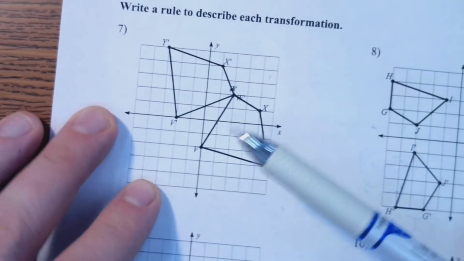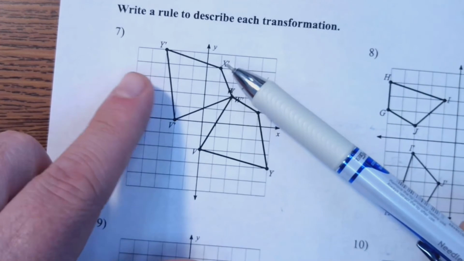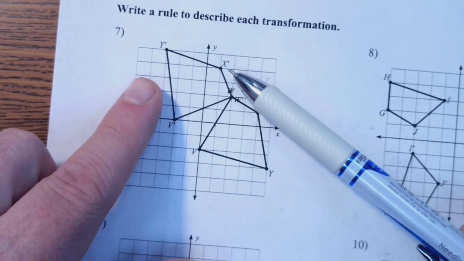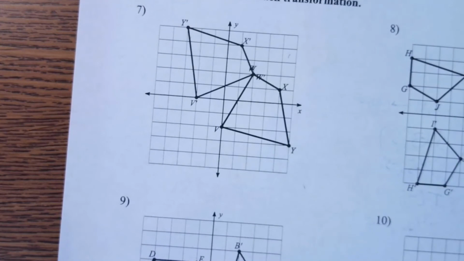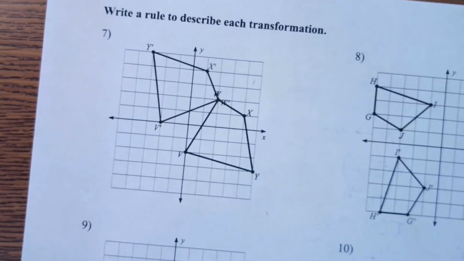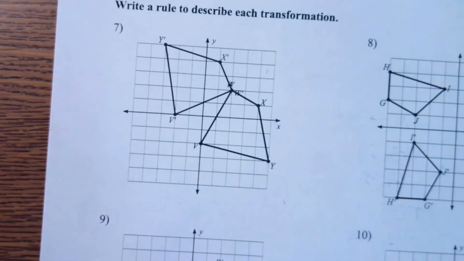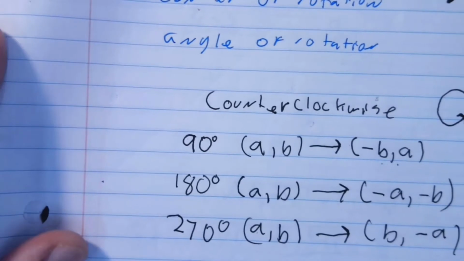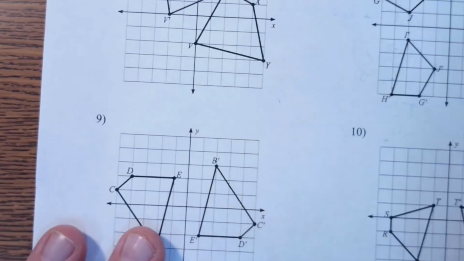I don't think this is a translation because it doesn't look like they took the same shape and just slid it over. It looks like it got flipped over or rotated or something. Okay? If you can't tell what it is, you can try something out. You can try out one of these, like if you think it's a rotation, you can try out one of these formulas.